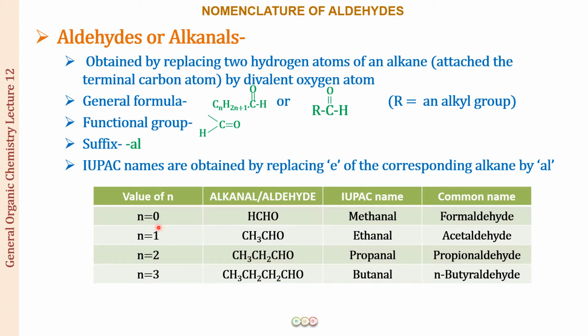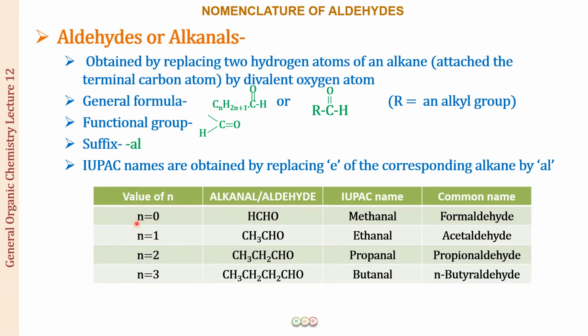So when n is 0, this means that in the alkyl group attached to the functional group CHO, the number of carbon atoms is 0, and we will have only H. So the compound becomes HCHO. The IUPAC name is going to be from the corresponding alkane. In the alkane which has one carbon atom, what is the name of that alkane? It is methane. Now remove the E and write "al". So we get methanal. Just do not get confused here.